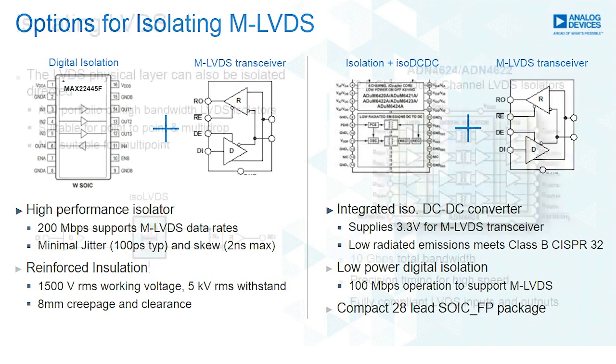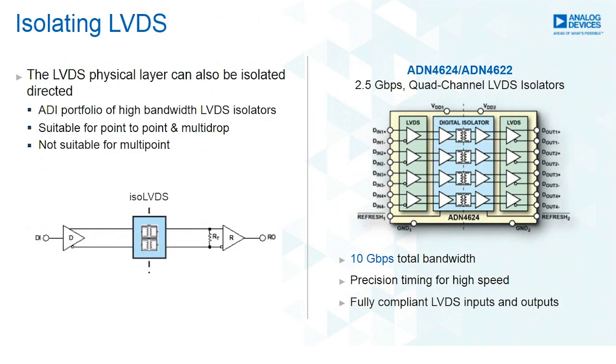And finally, I'd like to cover some of the most recent options for isolating LVDS from Analog Devices, which is the option to actually isolate the LVDS physical layer directly. So ADI has a portfolio of very high bandwidth LVDS isolators. They're the fastest on the market. And they are suitable for point-to-point and multi-drop isolation, as shown in the diagram here. However, we did a lot of discussion today about multipoint M-LVDS, and these isolators are not suitable for use in multipoint, just limited to point-to-point and multi-drop applications.